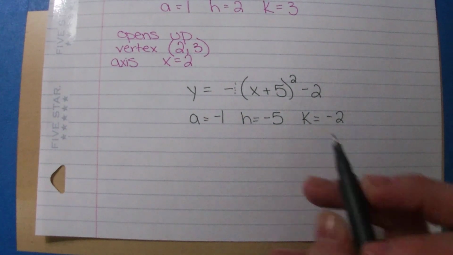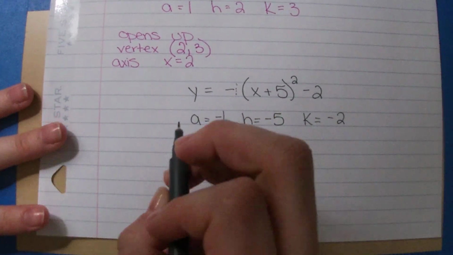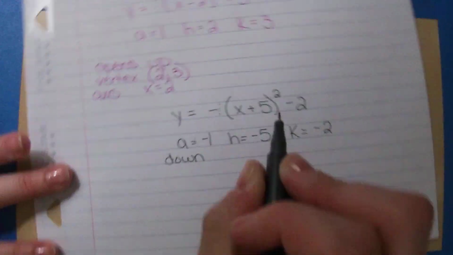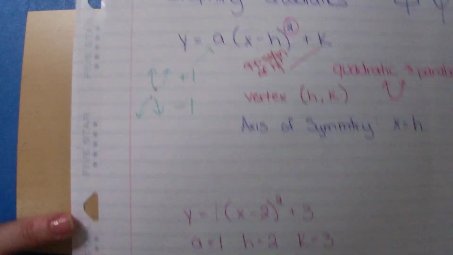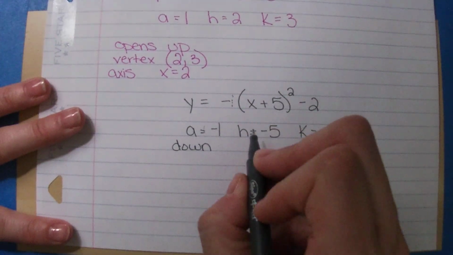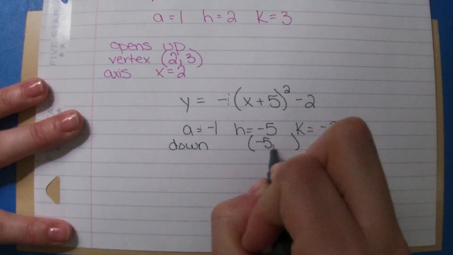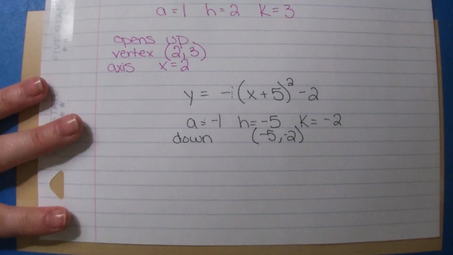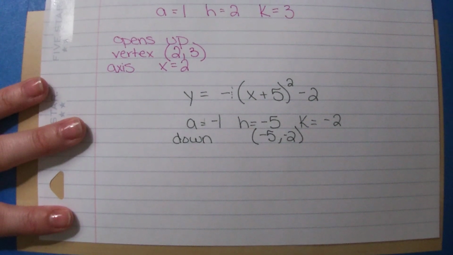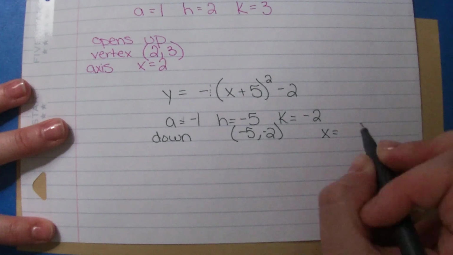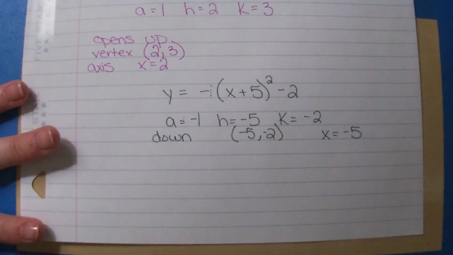So this tells us that we have a parabola that is going to open down. Okay, so it opens down because a is negative, and a negative a means it opens down. Our vertex, which is h comma k, is going to be negative 5, comma, negative 2. And then our axis of symmetry is going to be x equals h. So in this case, x equals negative 5.